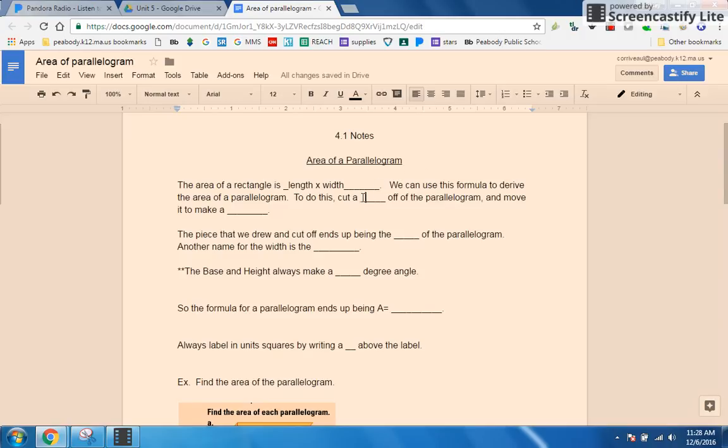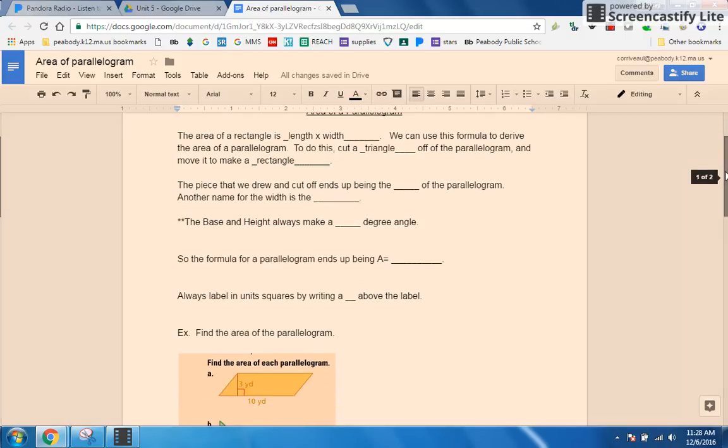To do this, you cut a triangle off of the parallelogram, and then you slide it to the other side, and when you reattach it, you get a rectangle. We already know that the formula for a rectangle is length times width. So by cutting the triangle off of the parallelogram and sliding it to the other side, you're getting a rectangle. So the formula is pretty much the same.